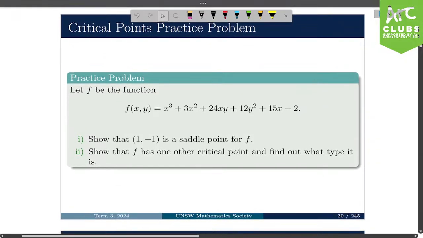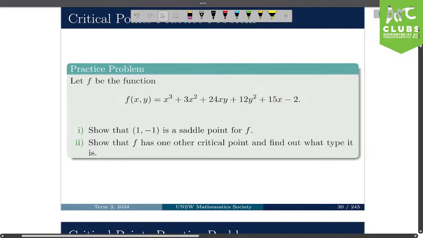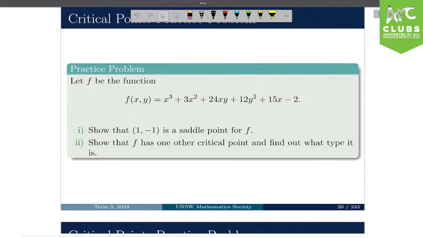So let f be the function x cubed plus 3x squared plus 24xy plus 12y squared plus 15x minus 2. Show that (1, -1) is a saddle point for this function, and show that f has one other critical point, and find out what type it is.